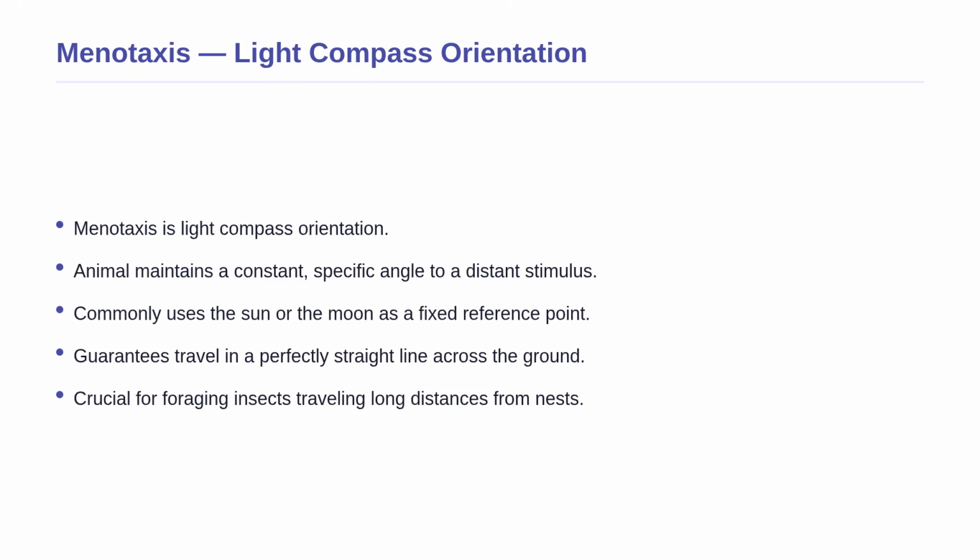Menotaxis allows an animal to maintain a constant, specific angle relative to a distant stimulus, like the sun or the moon. Because these celestial bodies are so far away, keeping a constant angle to them guarantees that the animal travels in a straight line over vast distances.